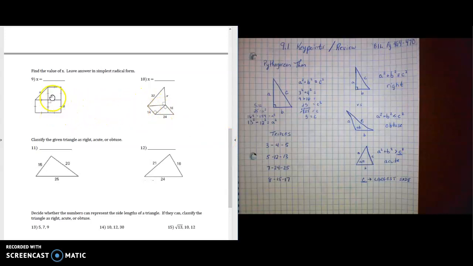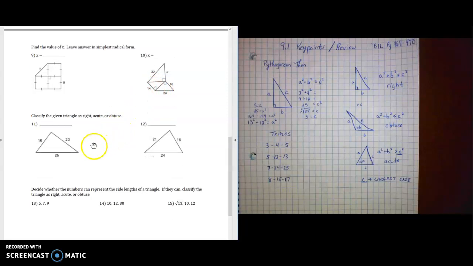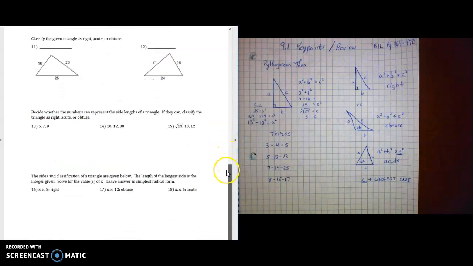All right, so here you've got all these congruencies. Here you've got a series of problems. You've got to figure out where to start your work. In numbers 11 and 12, classify these triangles as right, acute, or obtuse. Don't go by looks, okay? Just warning you. Use the rules, and then here decide whether you can actually have a triangle on these three, and if so, then tell me if it's right, acute, or obtuse.